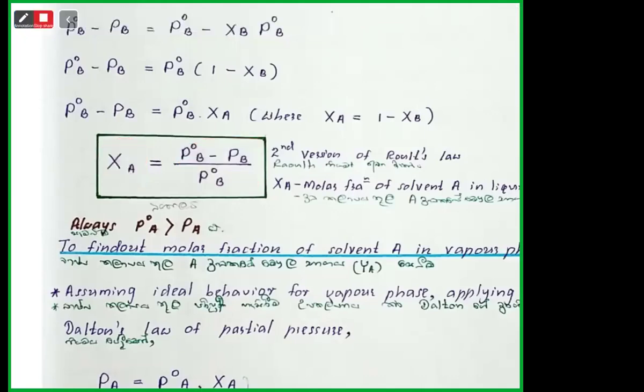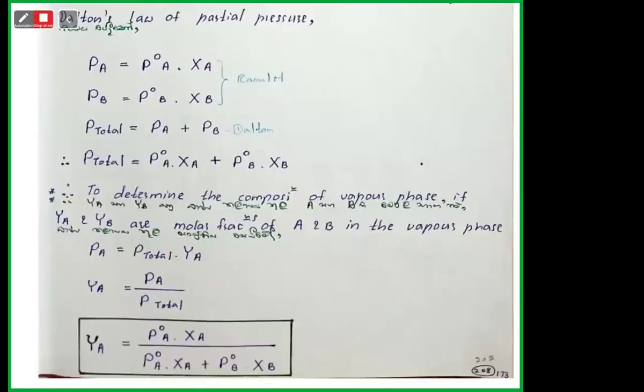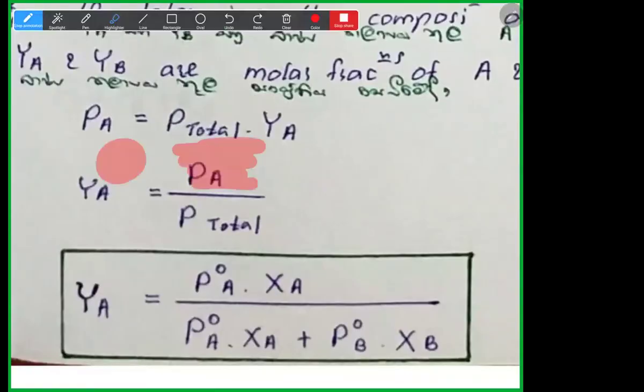Understood? These are really easy. This one is again really easy. See, this is Dalton's law of partial pressure. PA equals P total into YA. That YA is the molar fraction in the gas phase. So YA equals PA divided by P total. But according to Raoult's law, what is PA? Yeah, XA. So this is P naught A into XA.